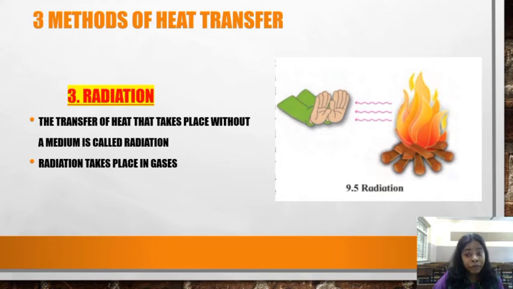The third type of heat transfer. First one was conduction, second one we saw was convection, and this third type of heat transfer is radiation. The transfer of heat that takes place without a medium is called radiation. This is radiation, children. Here, the heat energy from the fire is transferred directly to the hands without any medium, without any solid, without any liquid. Obviously, there is air. Radiation takes place in gases. Yes, usually radiation currents are traveling through the gases.